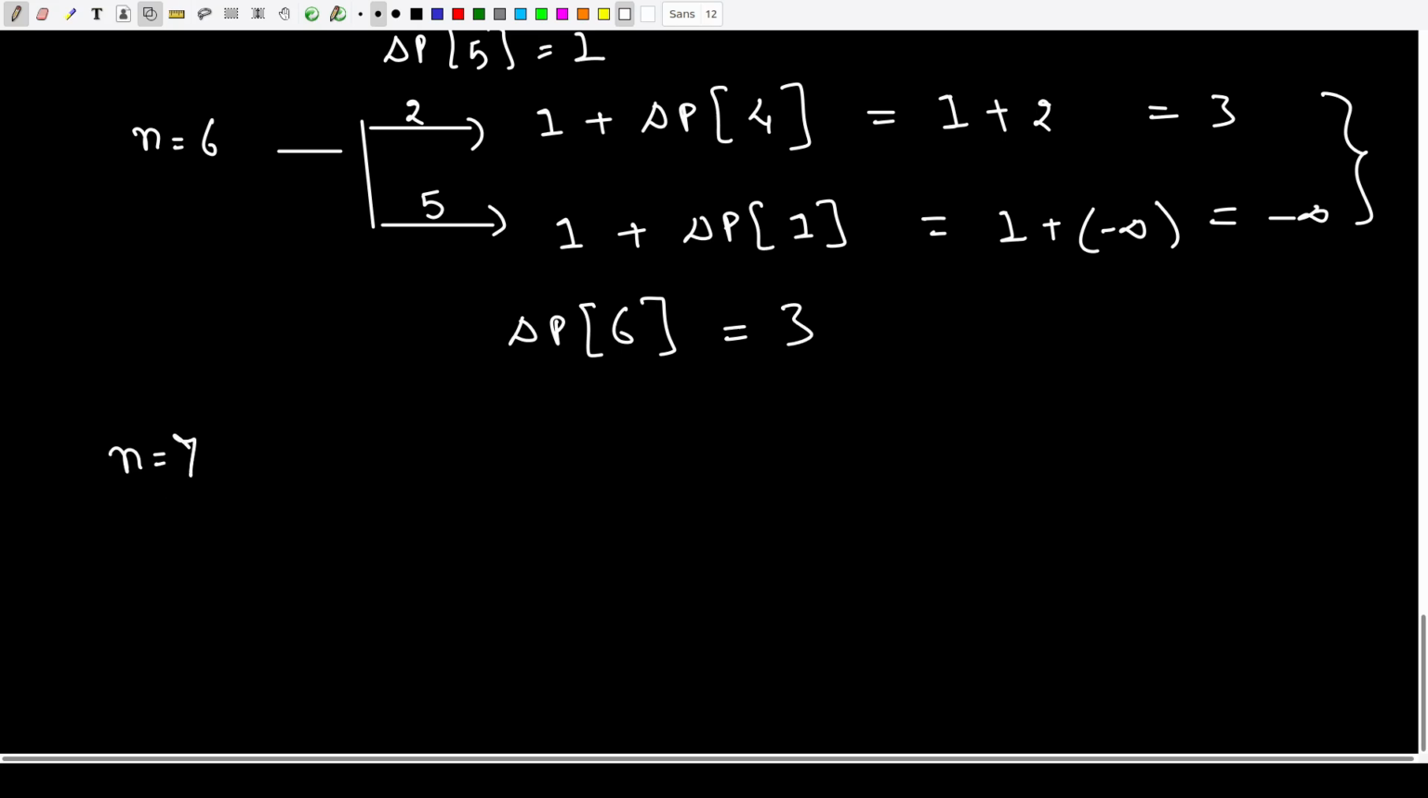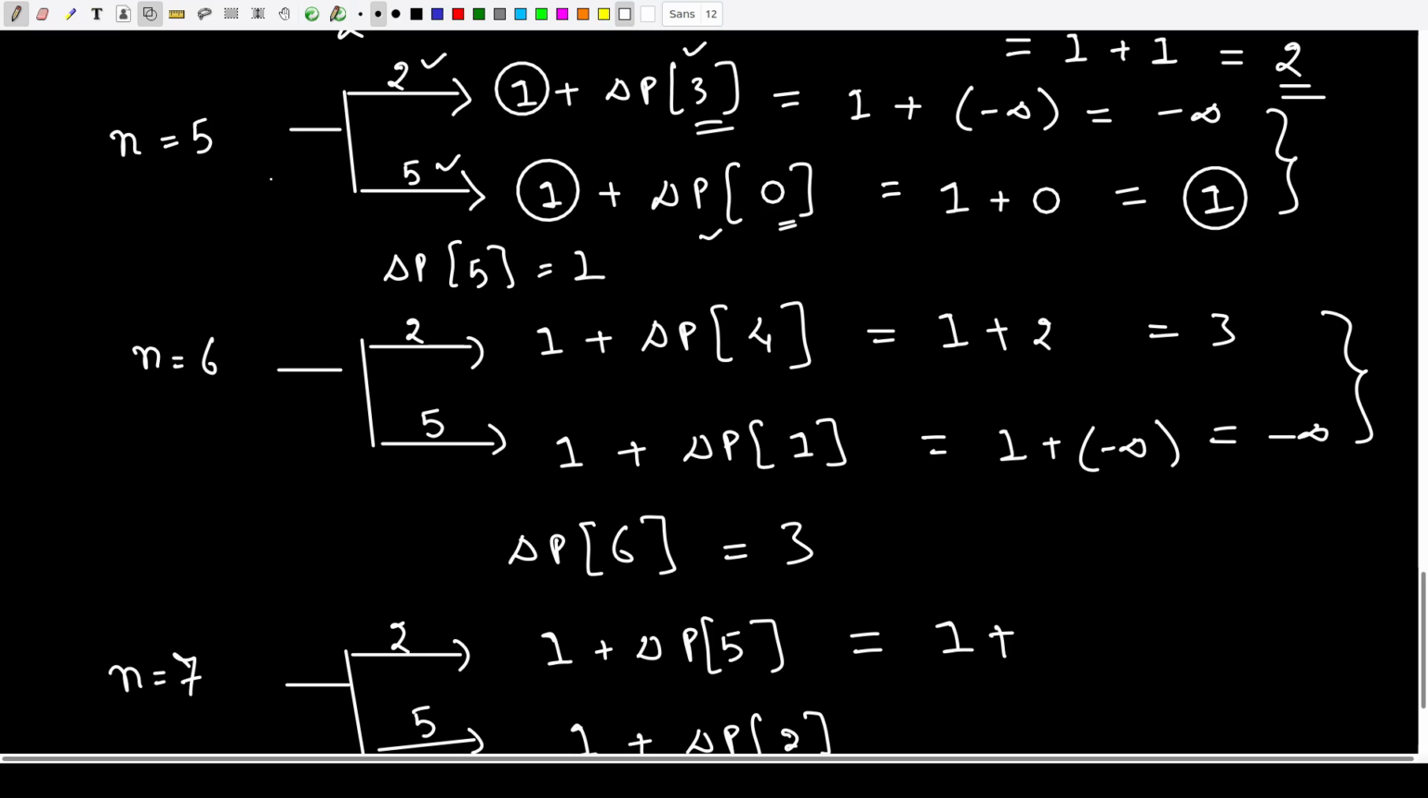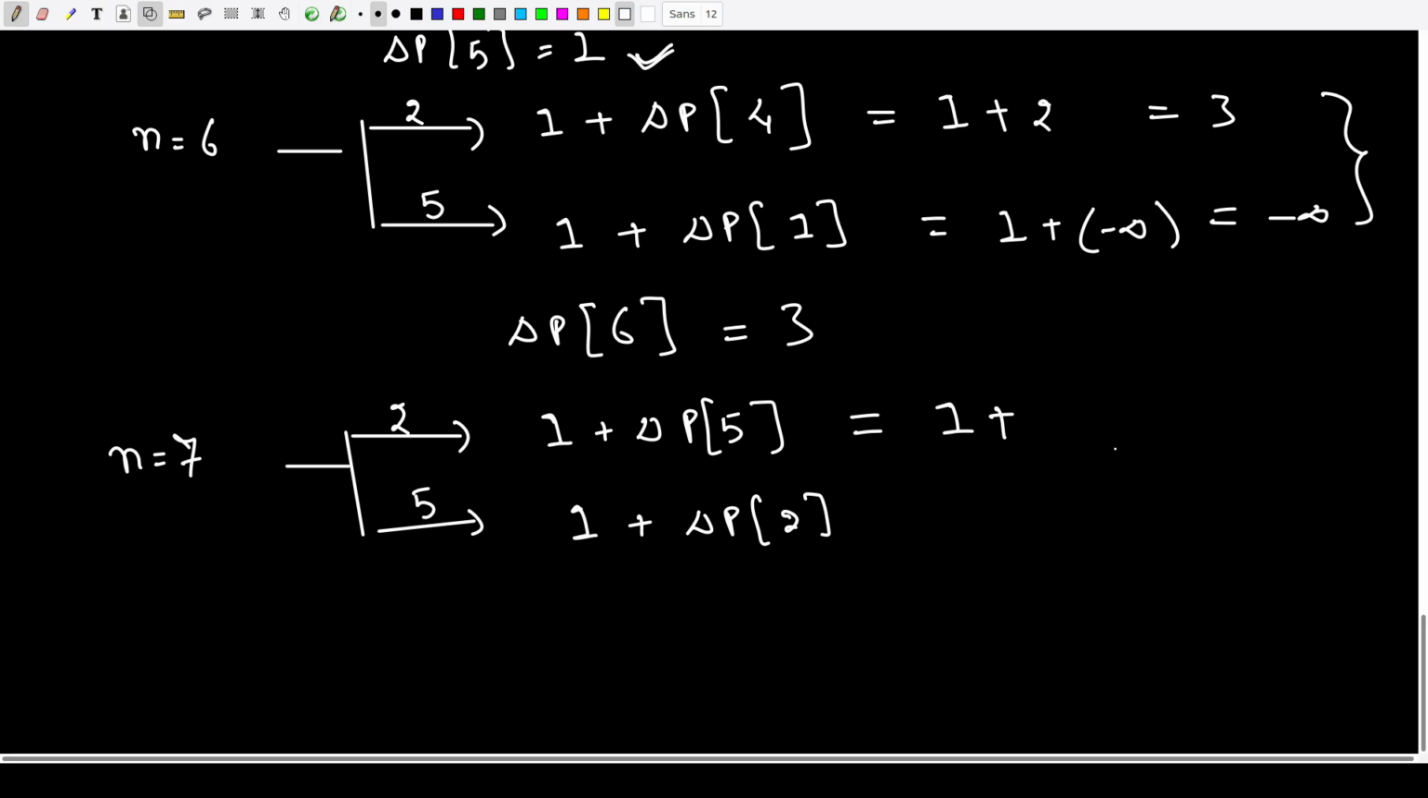Now let us look for n equals 7. So for n equals 7, again we have two options with us. We can either make a cut of 2 or we can make a cut of 5. Now if we make a cut of 2, then the resultant segment length will be 5. And if we make a cut of 5, then the resultant segment length will be 2. Now let us use the values over here. So this will be equal to 1 plus dp of 5. And dp of 5, as we see, the value is 1. So this will be equal to 1 plus 1.